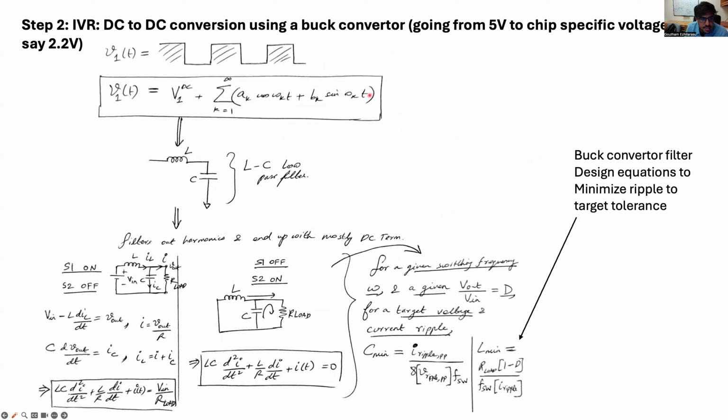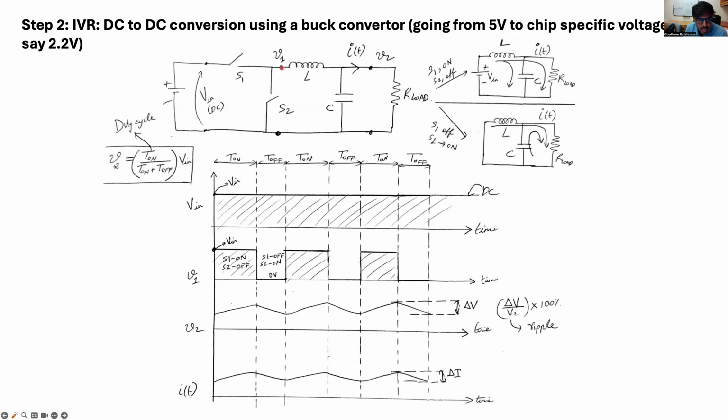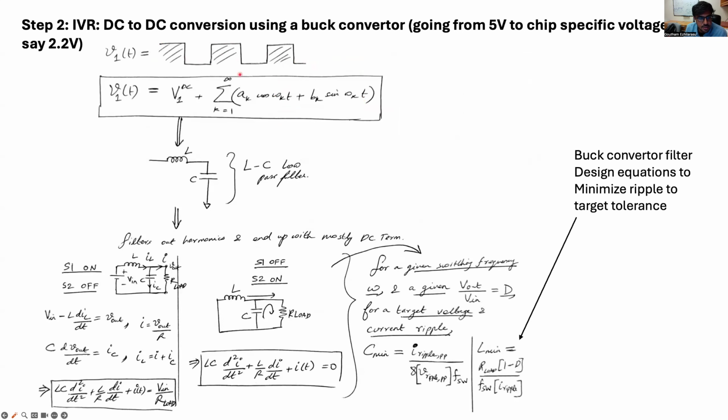So how would you design this low pass filter? Remember V1 of t is the input voltage applied to this low pass filter, which would be a step function that is on for a period t on and off for a period t off. So you can represent this voltage as a Fourier series with some DC component, which is the average value of the voltage here, plus the Fourier components, which have some frequency spectrum.